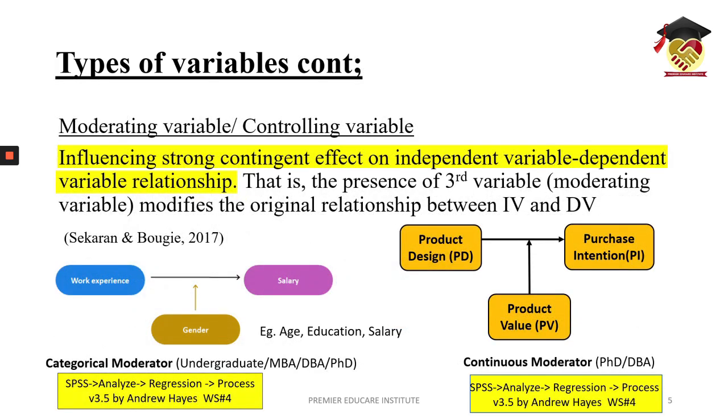Okay, so the types of variables continue. What is the next variable? We have already discussed the dependent variable and the independent variable. Next is the moderating variable. So what do we mean by a moderating variable? This is a little bit theoretical, a little bit technical, so you don't have to worry about that.